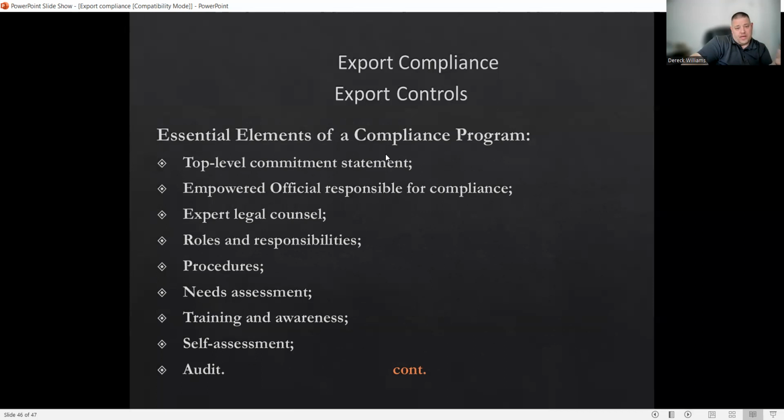Essential elements of a compliance program. So again, if the answer to those questions is yes, you're going to need to have some compliance. Some essential elements of that are a top-level commitment statement. So basically, that's a couple of sentences that says, "Hey, the leaders of this team, the management, whoever's responsible for this, our commitment is that we're going to enforce this compliance. We're going to adopt that, empower our people, et cetera."